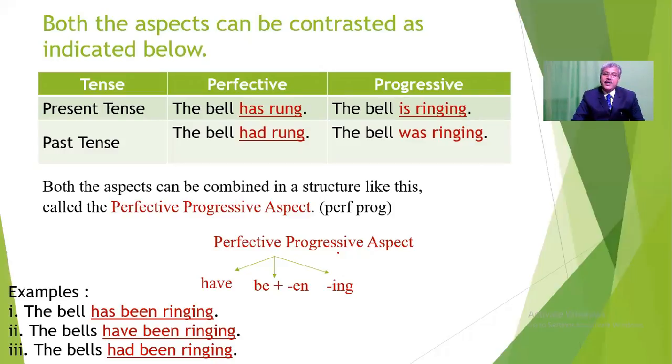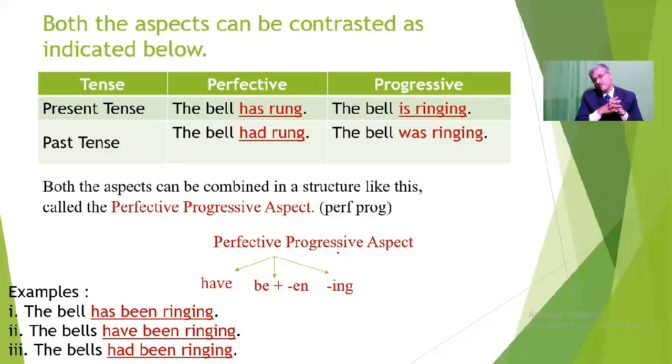Now we will move towards progressive aspect. The example is the bell is ringing. Is ringing. This is the verb phrase. Is is present tense. Dear learners, I request you all to focus only on the first auxiliary verb. If you wish to identify the tense of the verb phrase, your focus should be on the first auxiliary verb. With the first auxiliary verb, we can identify the tense, whether it is in present tense or in past tense. So here, is, the auxiliary verb, is in present tense.